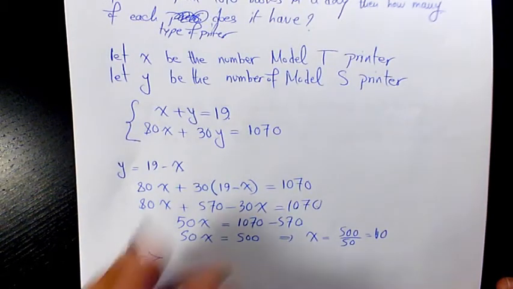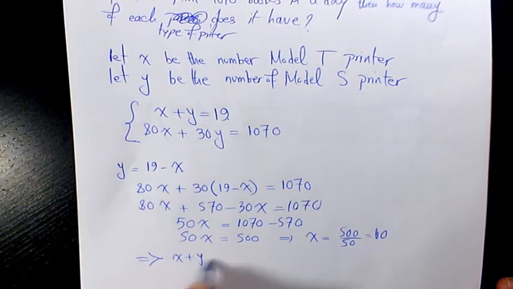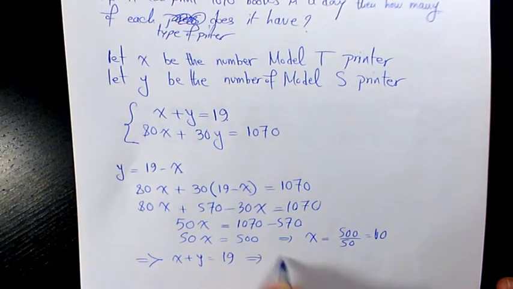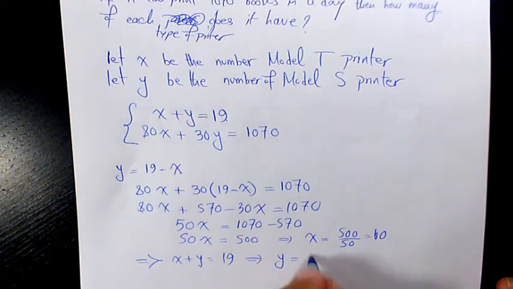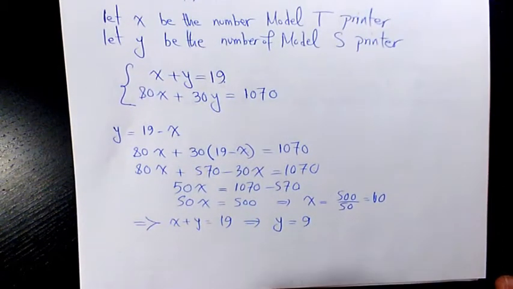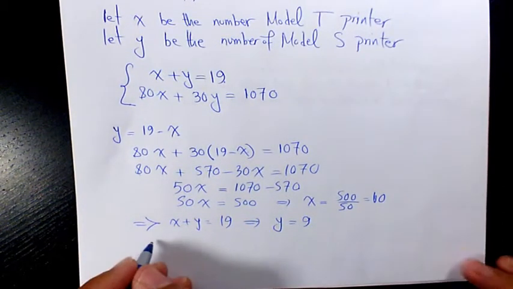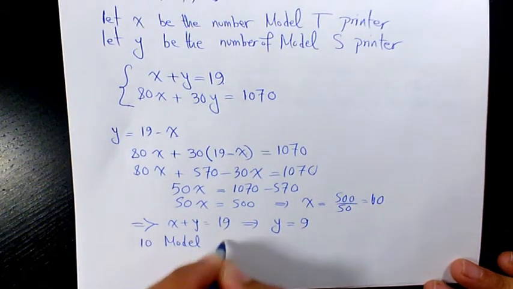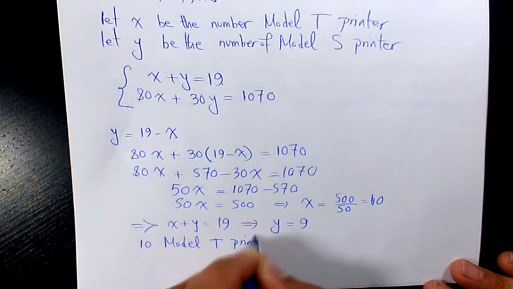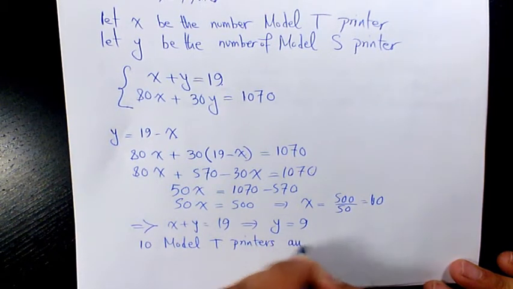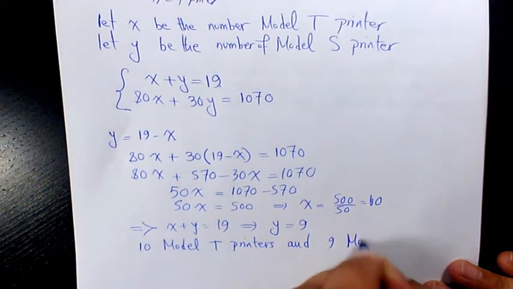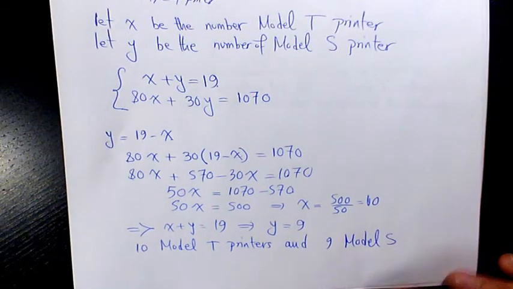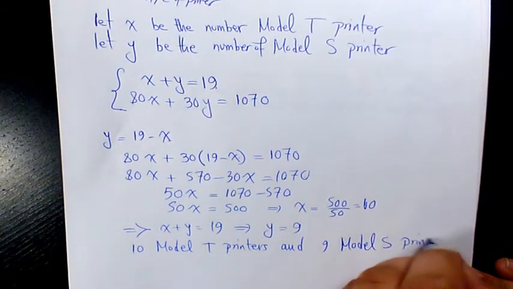From the other side, we can say x plus y is 19. So y will be 19 minus 10, which is going to be 9. So x is 10. We're going to say there are 10 Model T printers and 9 Model S printers.